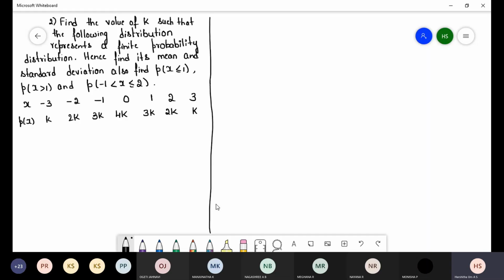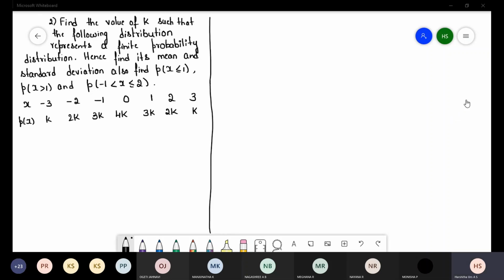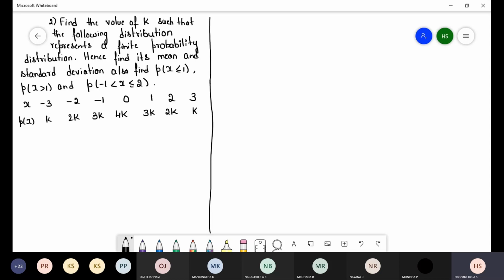Find the value of k such that the distribution represents a finite probability distribution. Hence, find its mean and standard deviation. Also find P(X ≤ 1), P(X > 1), and P(−1 < X ≤ 2). So this is the table they will give with the question.